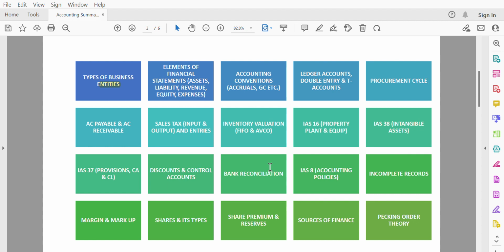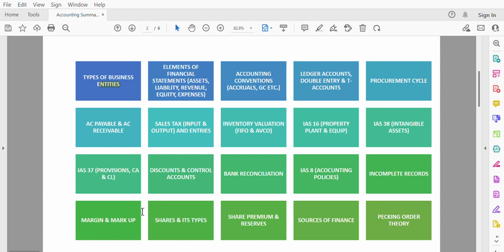IAS 8, accounting policies, talks about the different accounting policies, and basically it talks about errors and how the errors can be adjusted in the current period. For example, prior period errors are dealt with by adjusting the retained earnings balance. For incomplete records, basically the accounting equation has to be used in order to determine the missing figure. For example, if you are given the figures for assets and liabilities, you can always calculate the capital figure.